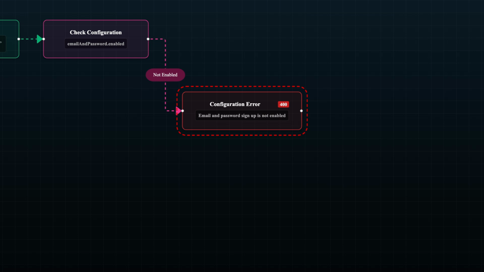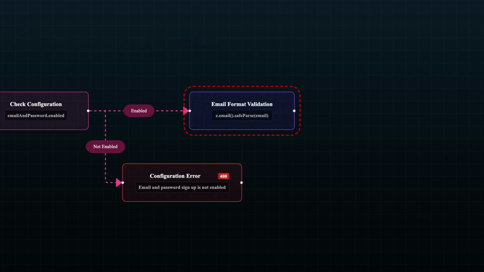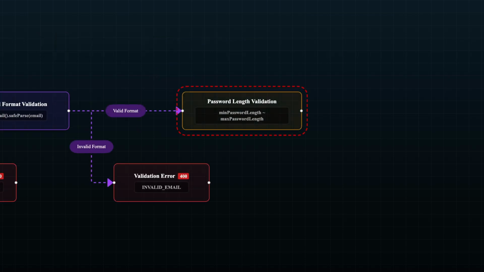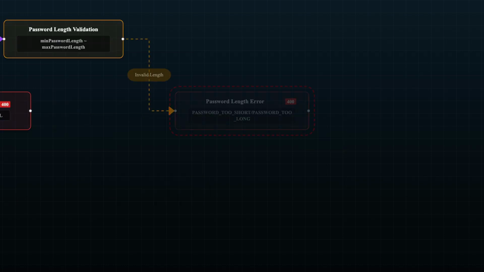When email authentication is enabled, Better Auth validates the email format using robust parsing. Invalid emails get rejected right away with a clear validation error message. Password validation comes next, ensuring the password meets your configured minimum and maximum length requirements. Too short or too long, the user gets immediate feedback with specific error codes.